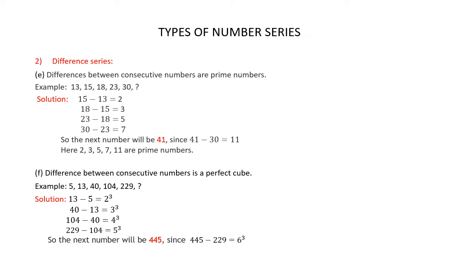Here the differences between the consecutive numbers are perfect cubes: 2 cubed, 3 cubed, 4 cubed, 5 cubed, and the next difference is 6 cubed. 6 cubed added to 229 is 445, and so the next number is 445. The missing number is 445.